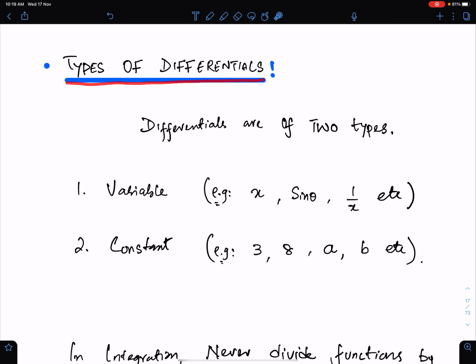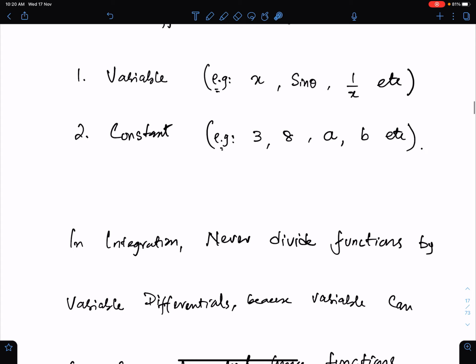Types of differentials. Well, differentials are of two types. Number one, variable, and number two, constant. Variable means, for example, x, sine theta, 1 upon x. Constant means, for example, 3, 8, a, b, etc.